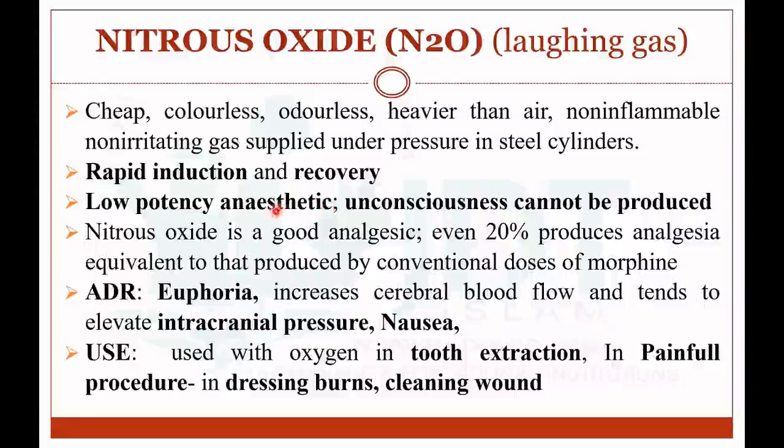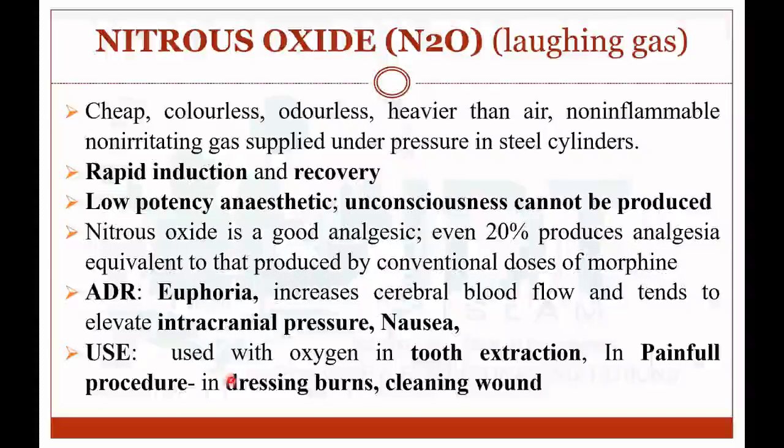It has a low potency. This is a low potency anesthetic because it will not produce unconsciousness. This is a good analgesic. Even 20% can produce analgesia equivalent to that produced by the conventional dose of morphine. But there are some disadvantages like euphoria, increased cerebral blood flow, which tends to elevate intracranial pressure, and nausea. These are the different adverse drug reactions of nitrous oxide.